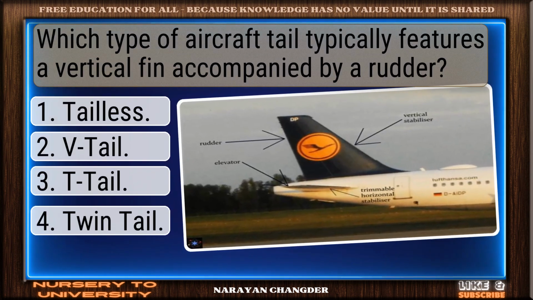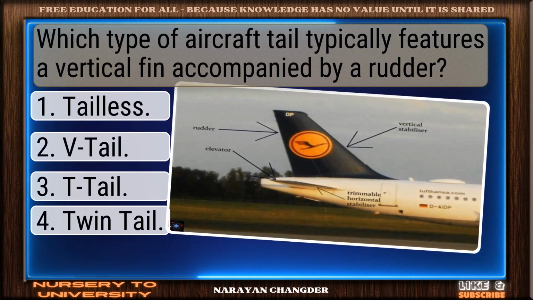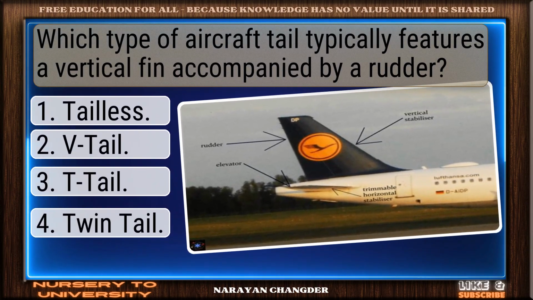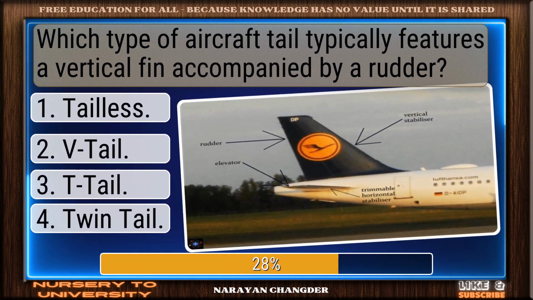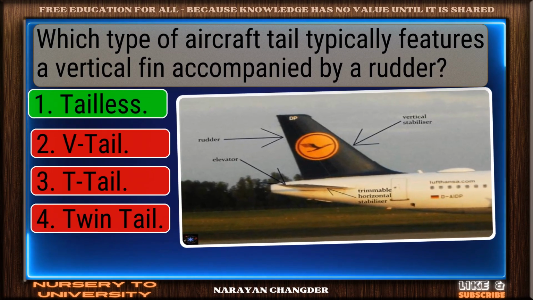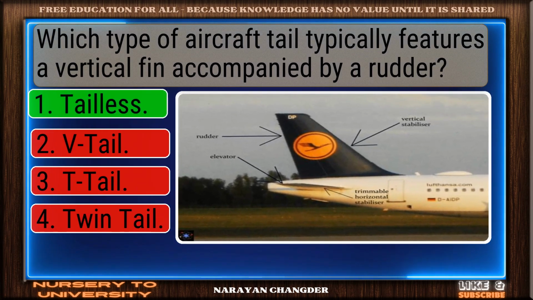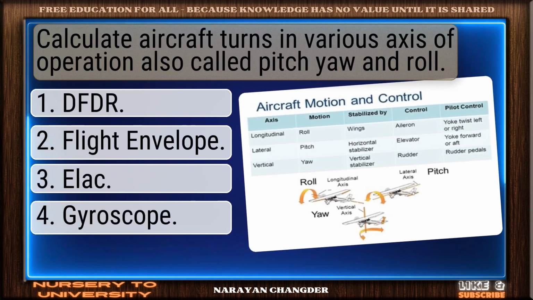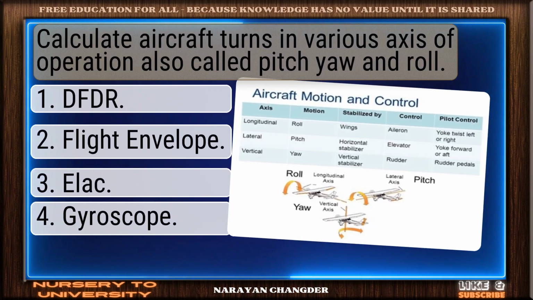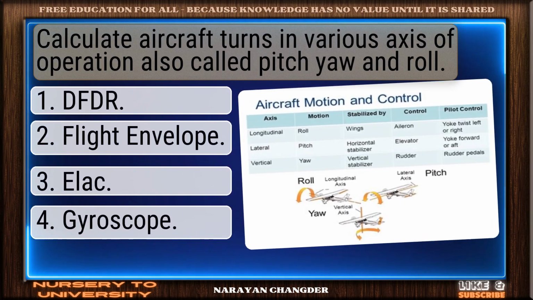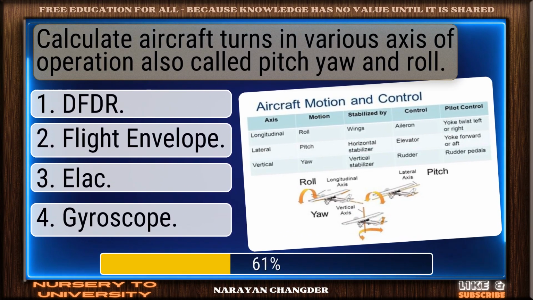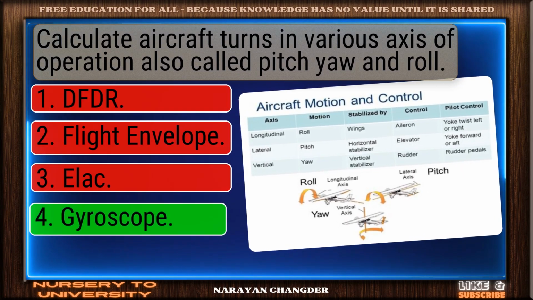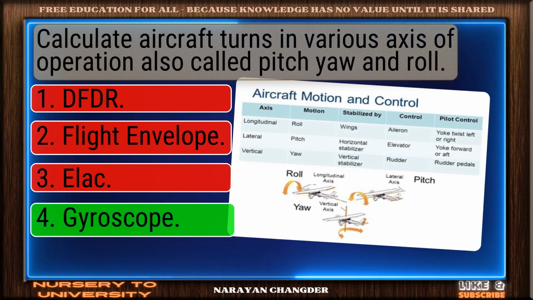Which type of aircraft tail typically features a vertical fin accompanied by a rudder? Well picked. Tailless is the correct answer. Calculate aircraft turns in various axes of operation, also called pitch, yaw, and roll. Smart pick. Gyroscope is the correct choice.